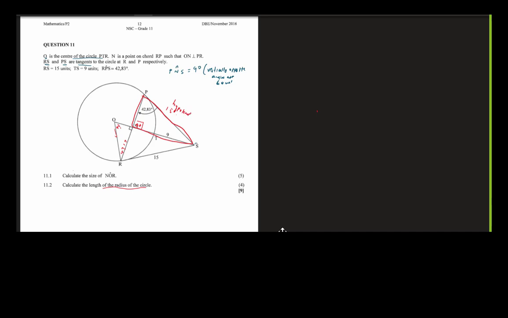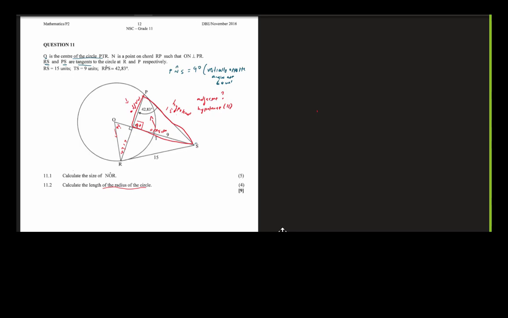PN, let me start with NS. NS is the opposite because it's opposite to our angle. Obviously, this is adjacent. So we are looking for adjacent, and we have a hypotenuse. Which trig ratio can help us?